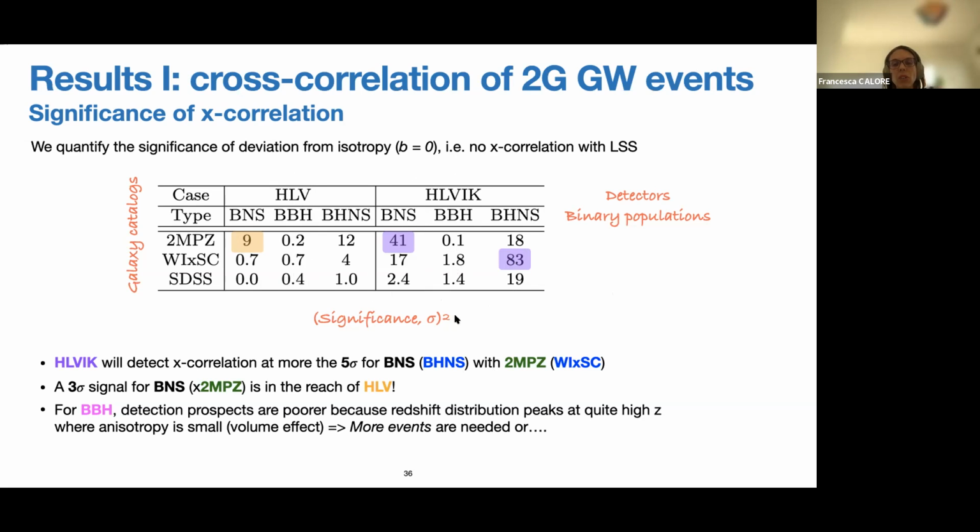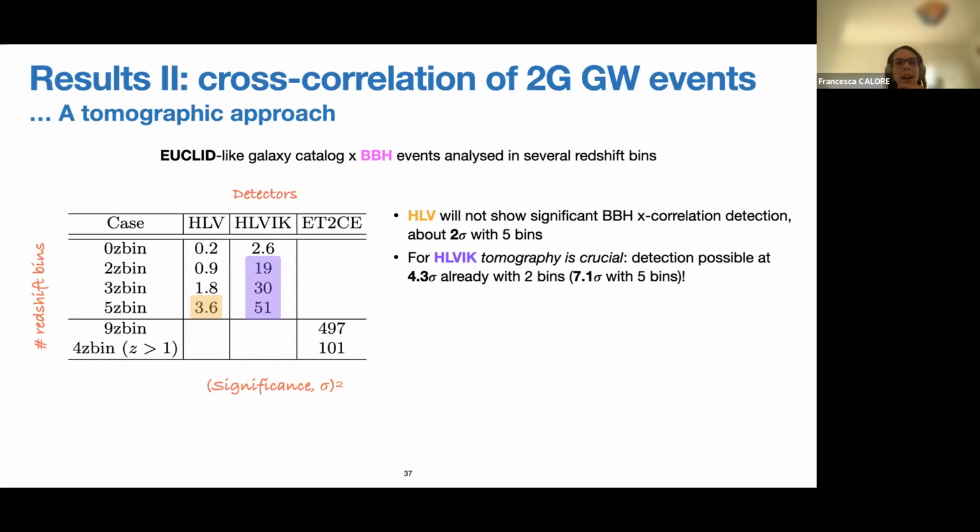And this is because the redshift distribution peaks at quite high redshift, and so the anisotropy that you would expect is small, given this geometrical effect of the volume which is involved. So more events are needed, or rather you can have a tomographic approach. To do this, what you actually do is divide your events into several redshift bins and try to exploit the redshift information.